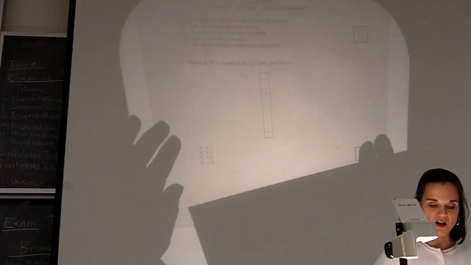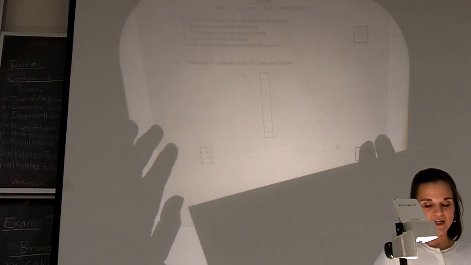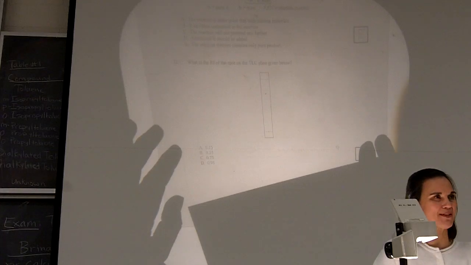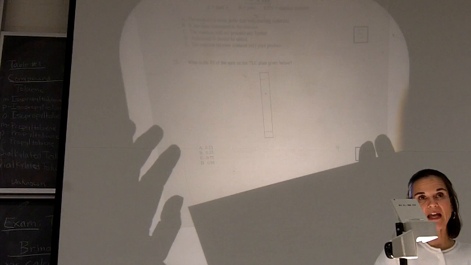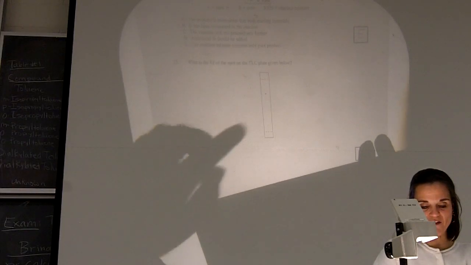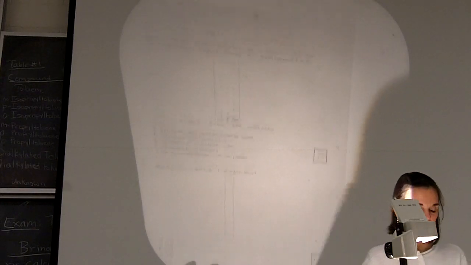What is the RF of the spot on the TLC plate given below? Well, I mean, 0.25, is that reasonable? No. 0.35? 0.75? Yes. 0.95 would be too high, so the answer is C.